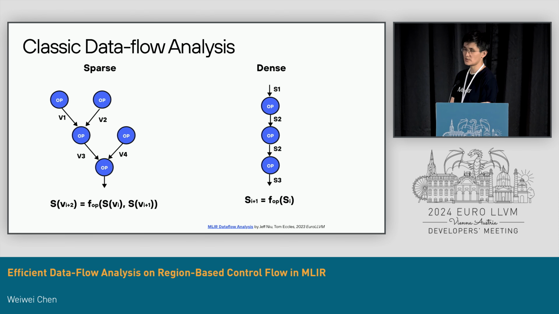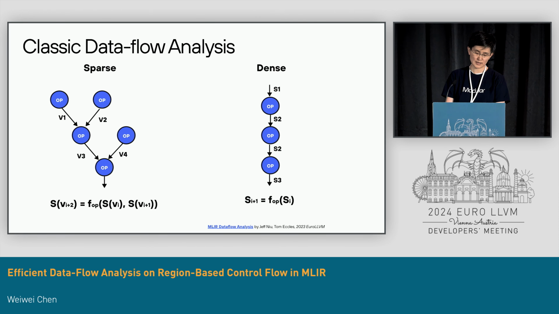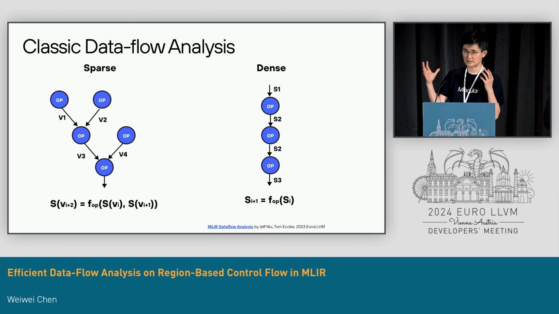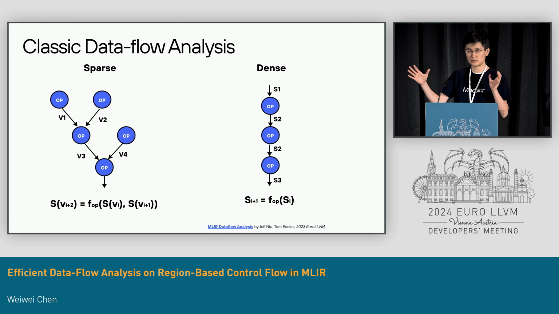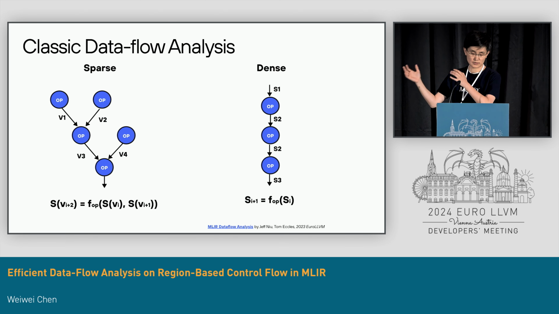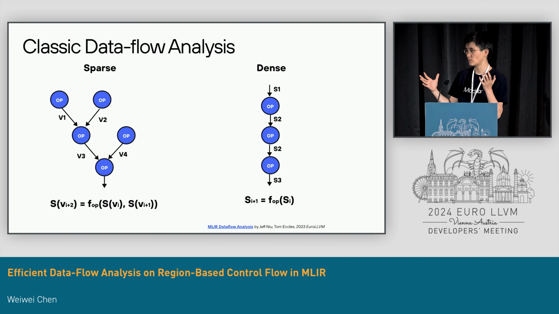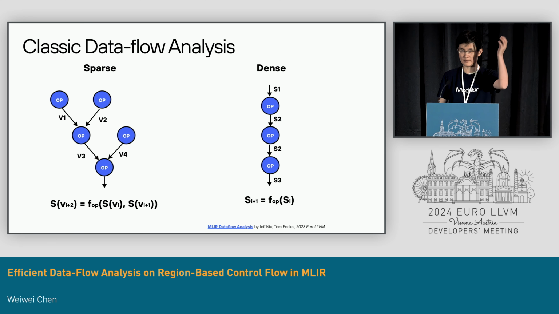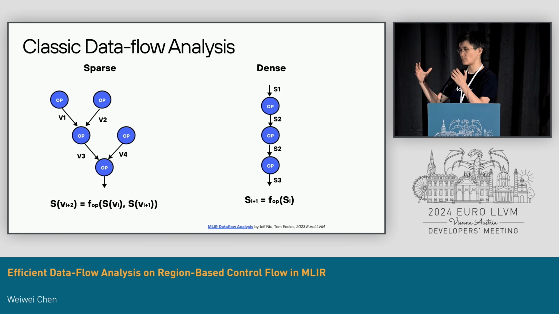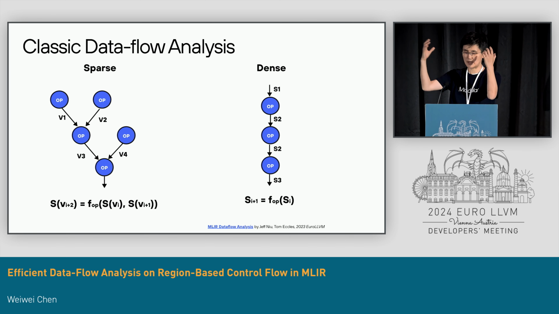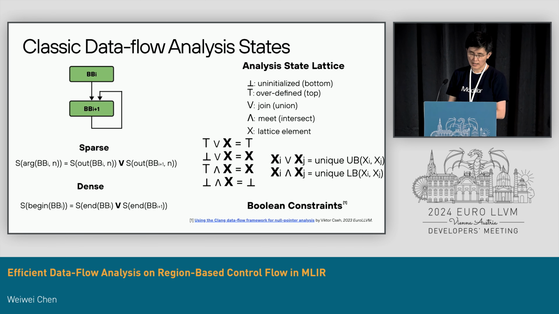So typically, there are two types of data flow analysis. A sparse data flow analysis is mostly associated with SSA values. So all the analysis states are just a one-to-one mapping to the SSA value. There's also another type of data flow analysis, a dense analysis, where the analysis state has more context of the whole program and does not necessarily have to be associated with an SSA value. For example, you have a memory, and there's a store operation, you will update the memory. So you update the state before the operation and the state after the operation.